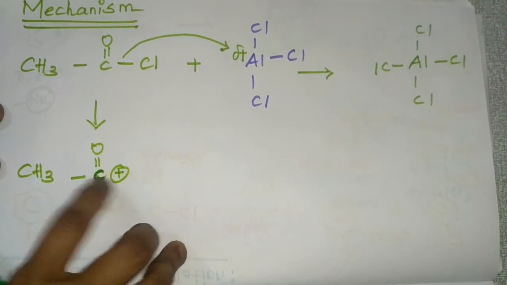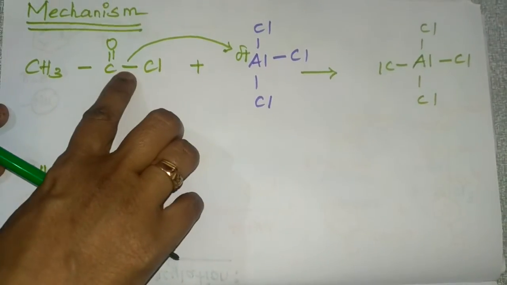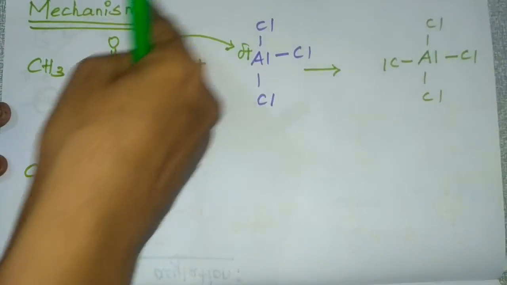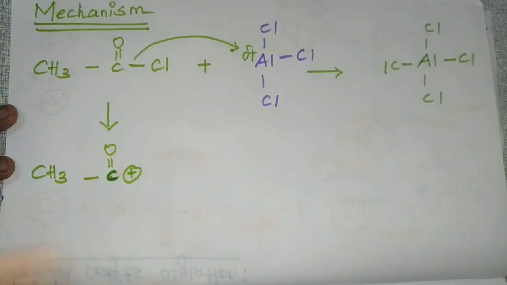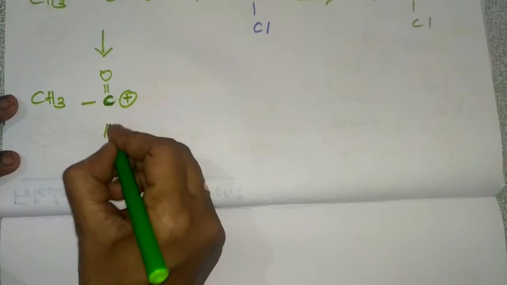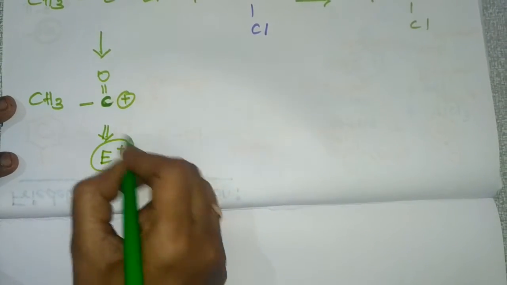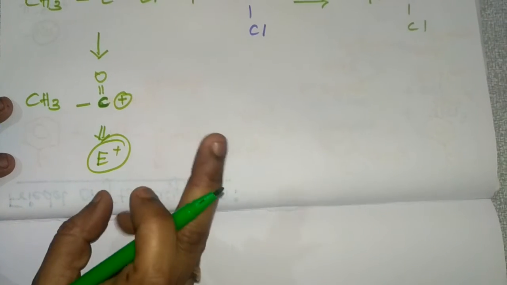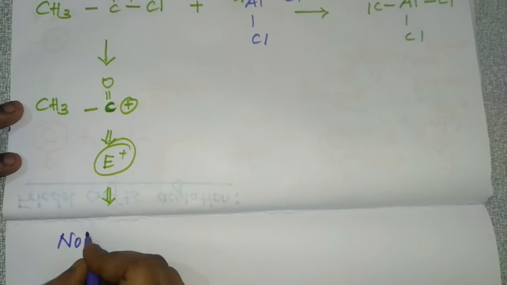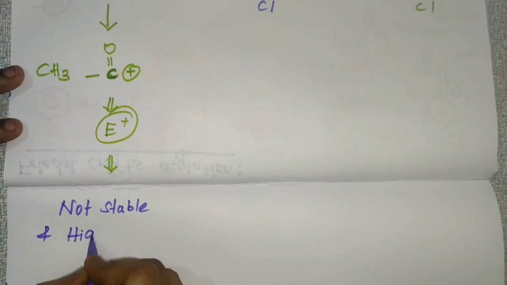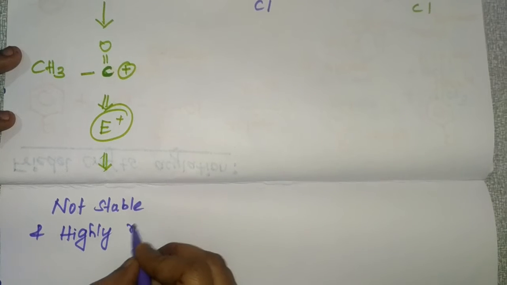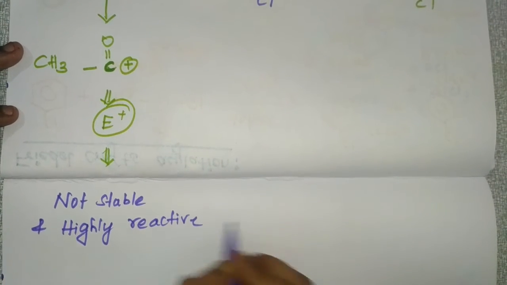So this will become a carbocation, that is positively charged, because this chlorine will take the electrons and get attached to this AlCl3, and the charge will be positive. This only will act as an electrophile here. And one more important point: this one is not stable. It is unstable, and it is highly reactive.